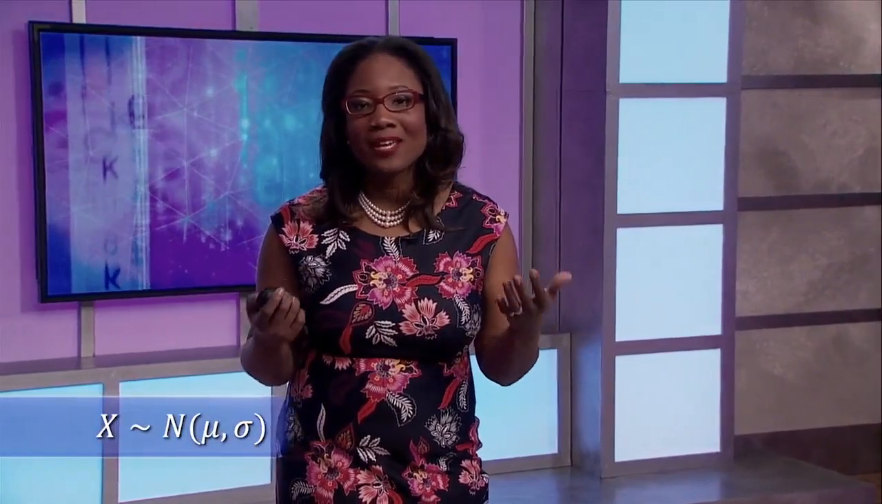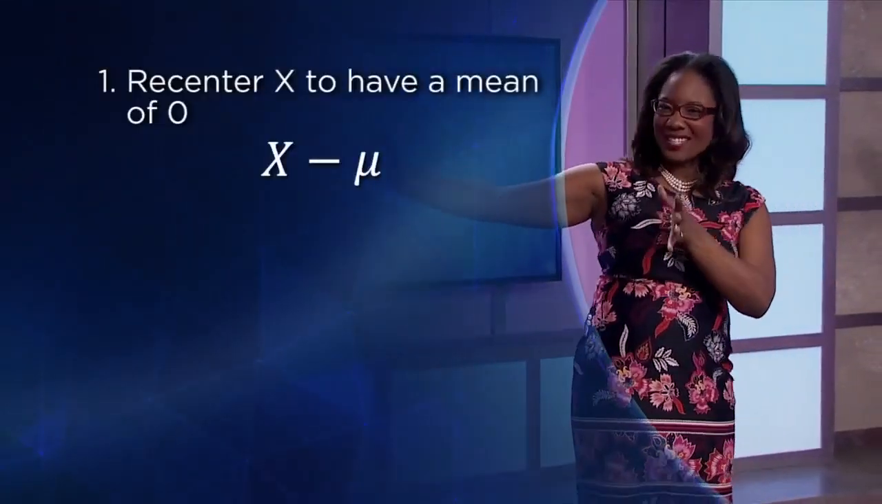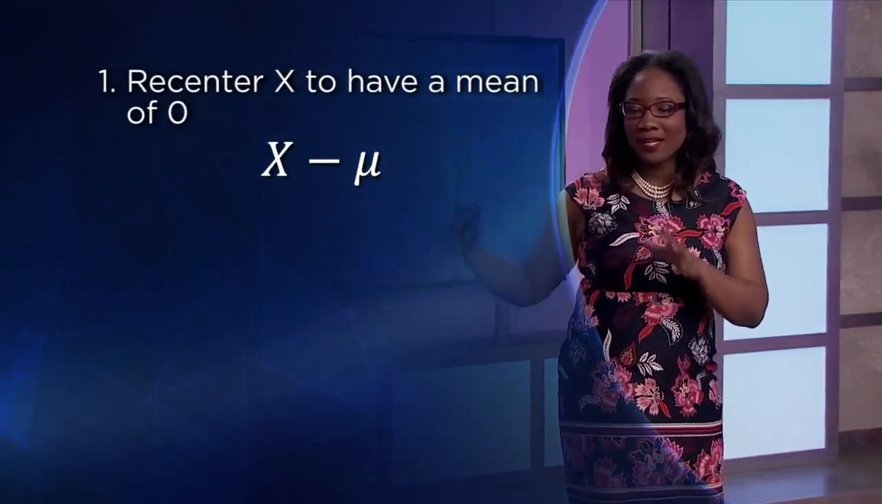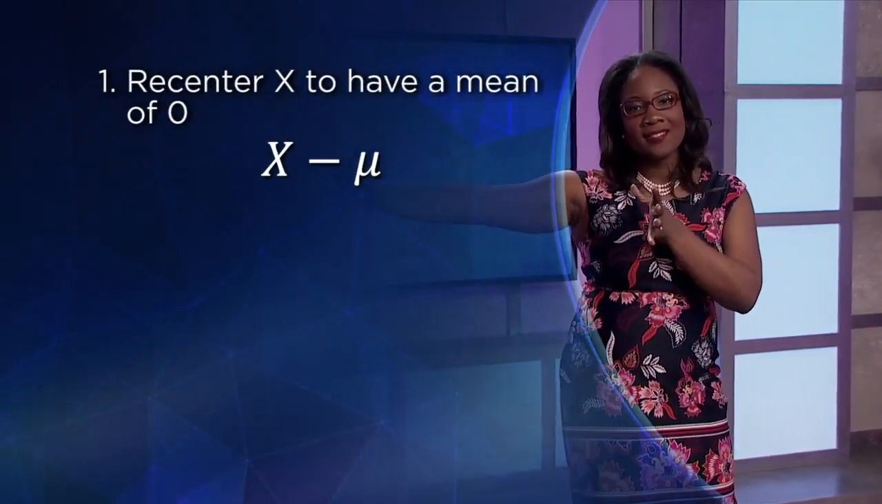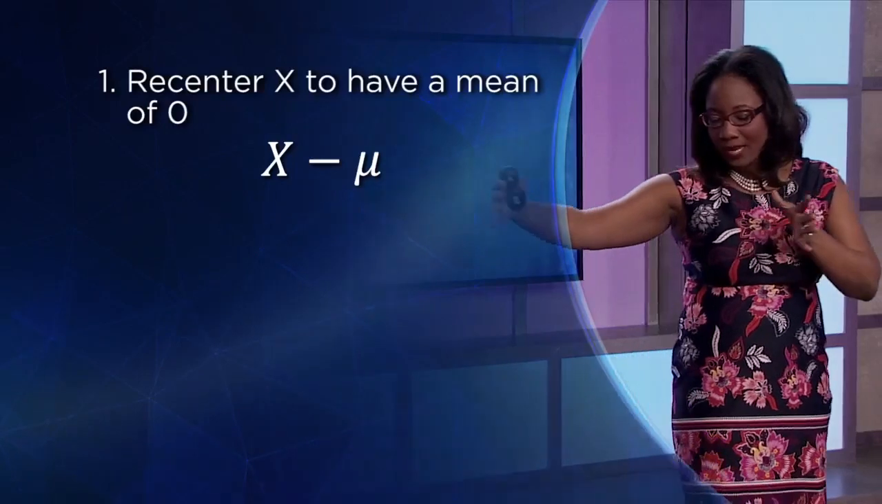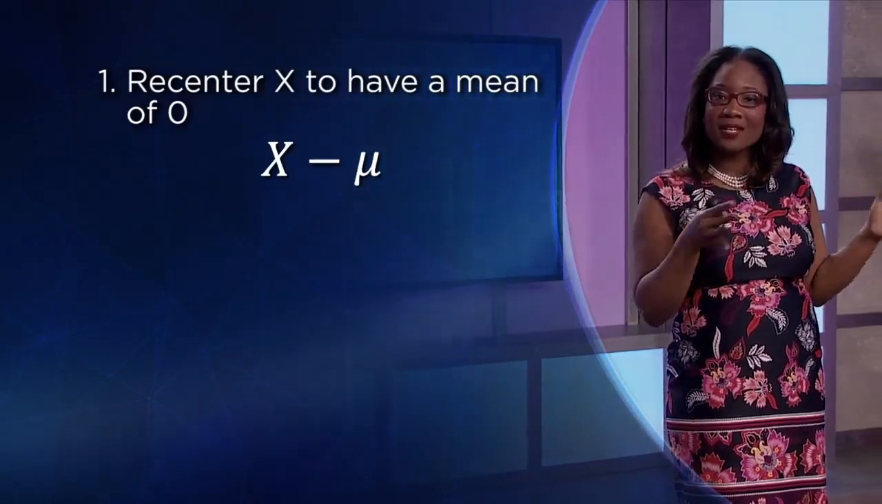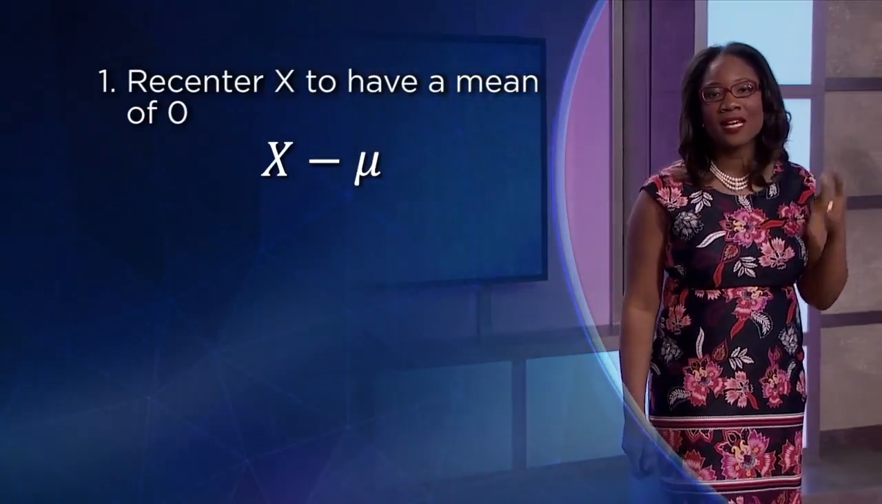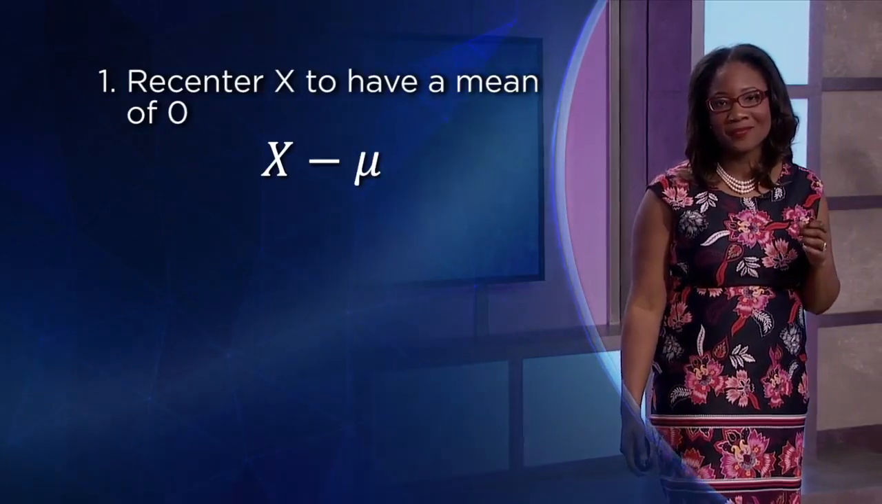So rather than directly solving a problem where x is normal mu sigma, we can use an indirect approach. Here's what we're going to do, right? So we've got our data set. We're going to recenter it to have a mean of 0, right? So imagine our data centered at mu, and now we're going to subtract mu from all of our data values to give us a mean of 0. So that's the first step, recenter.